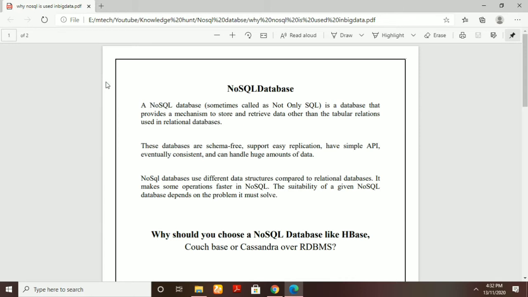In SQL we know we have to write a schema based on the table. NoSQL deals with this differently: rather than the tabular relationship, it provides a mechanism to store and retrieve the data. These databases are schema free. They support easy replication and have a simple API. They provide different consistency features and can handle a huge amount of data. NoSQL databases use different data structures compared to traditional databases, which makes operations faster. The suitability of a given NoSQL database depends on the problem it must solve.